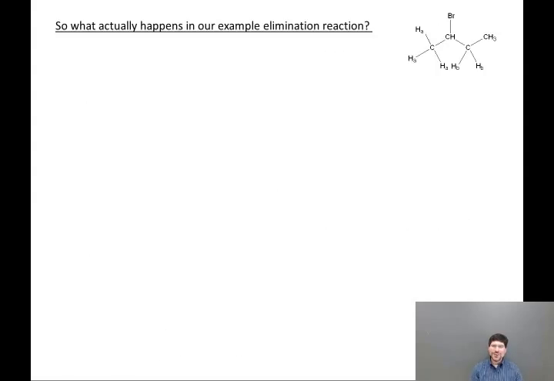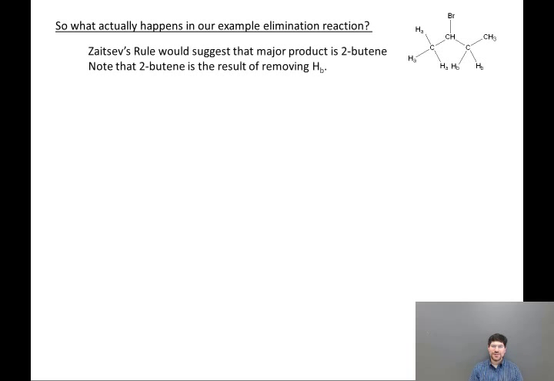Okay, so let's get back to our example, 2-bromobutane. So what actually happens in this reaction? Well, Zaitsev's rule would suggest that the major product is 2-butene, and as we already saw, 2-butene is what you get as a result of removing HB.